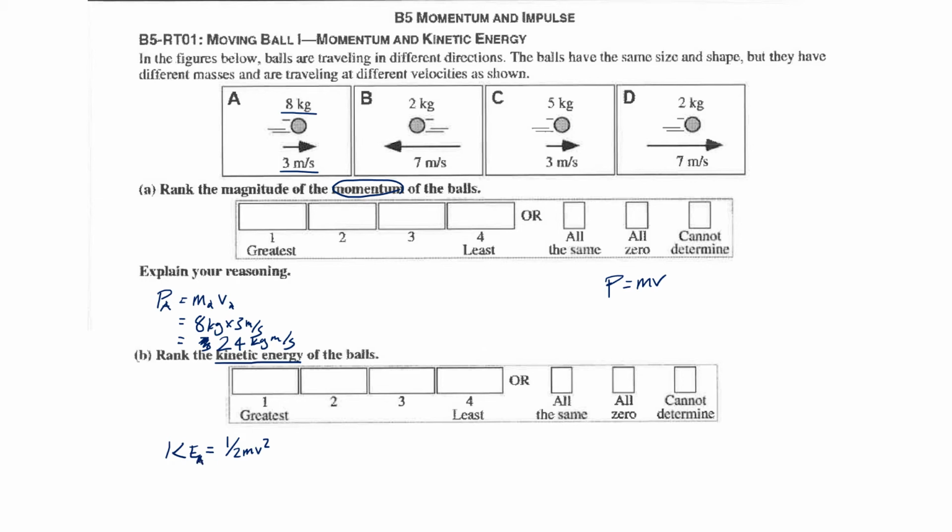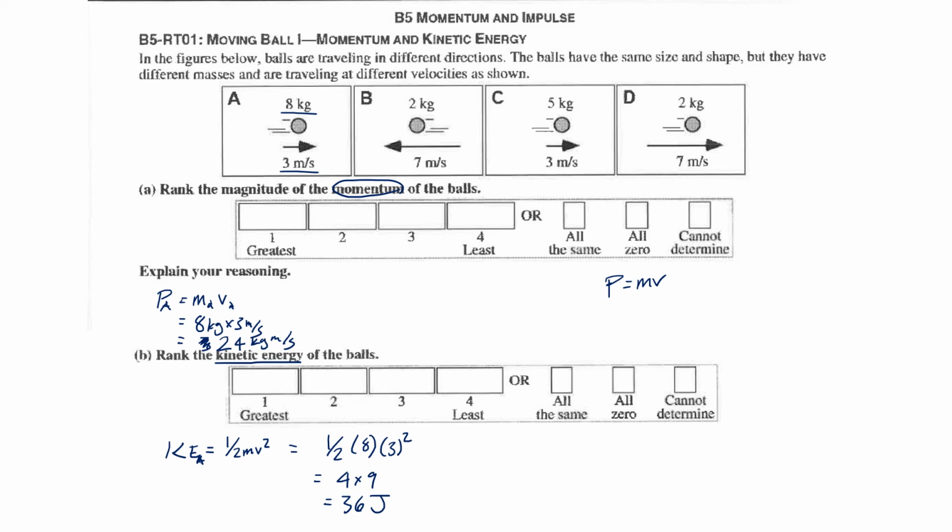So let's find the kinetic energy of A. This is going to be 1/2 m, which is 8, and then our v is going to be 3, and we're going to square that. So it's going to be basically 4 times 9, which is 36. And if you don't remember, the unit for energy is joules, 36 joules. So repeat that over. You're going to get a series of numbers, and then you just have to rank them.